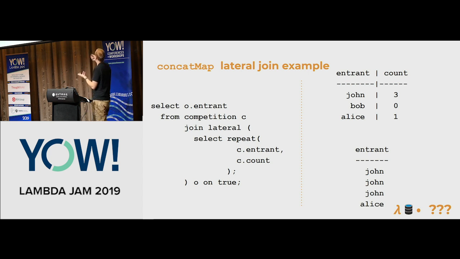My stupidly contrived example here is that up the top we've got a table of competition entrants, with their names and how many times they've been entered into the competition, and we want a result set where, okay, John's entered 3 times, so I want him there 3 times. Alice has entered once, Bob hasn't entered at all. A lateral join is how you would do that, and in Haskell, that would be a concatMap.